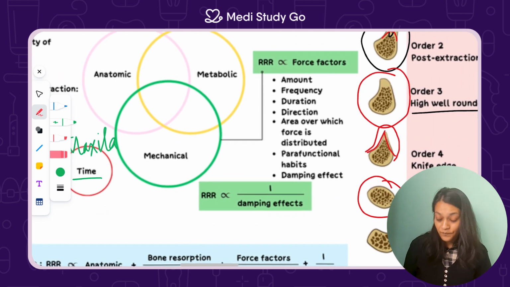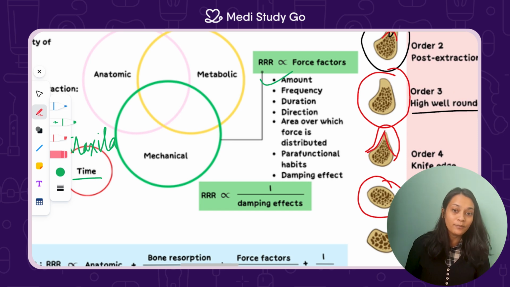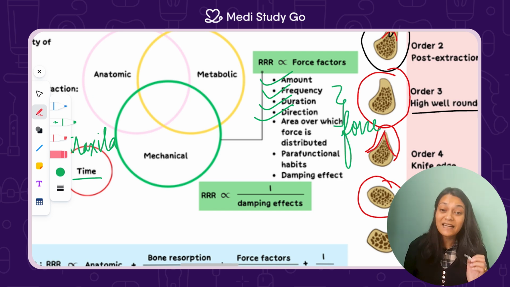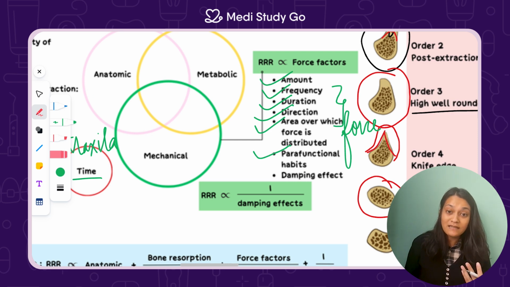Then the mechanical factor. So now what happens? There are various factors that will play a role with resorption of bone. First would be the amount of bone that is present. Greater the amount of bone, lesser is going to be the resorption, right? Frequency, duration, direction of force. So mechanical is always related to forces. Then the area over which the force is being distributed. The parafunctional habit, if present. So bruxers, because they have a parafunctional habit, will show more residual ridge resorption.